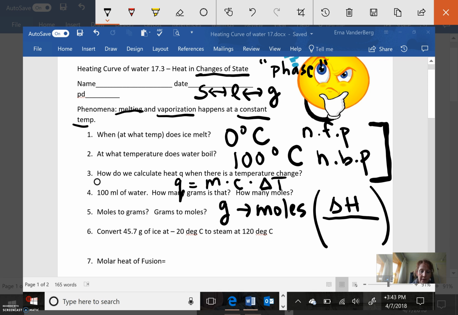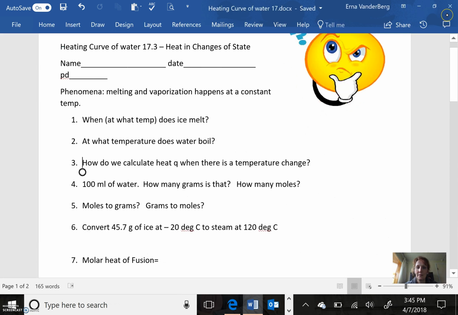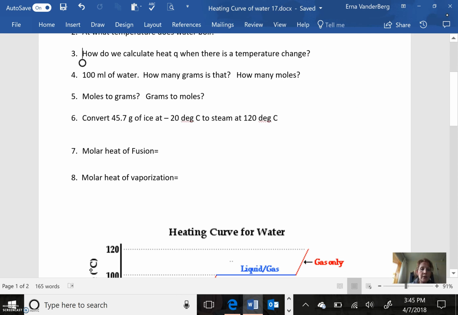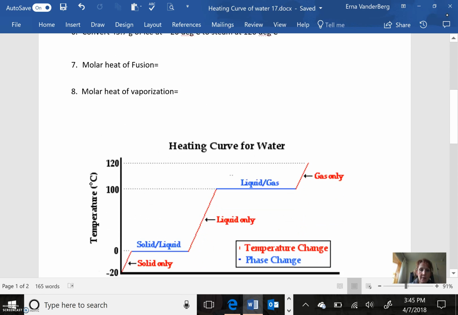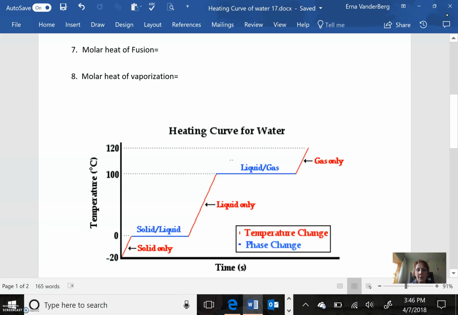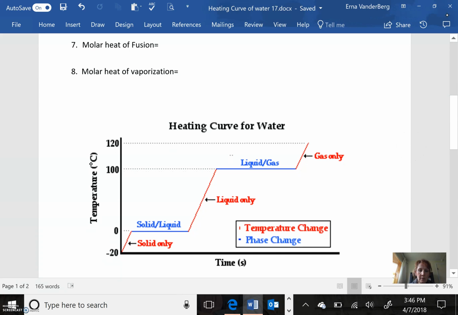So let's take a look at a few of these things. We're going to be starting with ice, and we're going to be creating steam. We're going to add heat. We're going to start with a solid piece of ice, and then we're going to create steam, which is vapor, or gas. Molar heat of fusion and molar heat of vaporization, I want to show you how they are written symbolically, and then I want to talk a little bit about this heating curve.